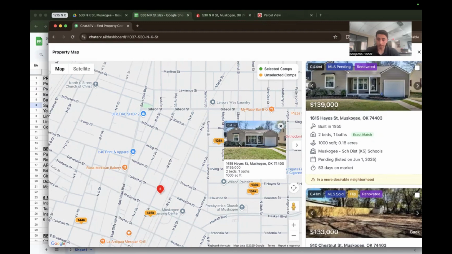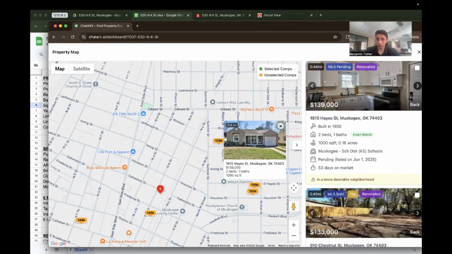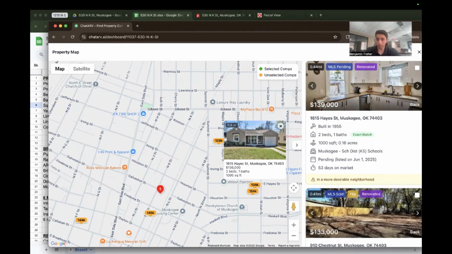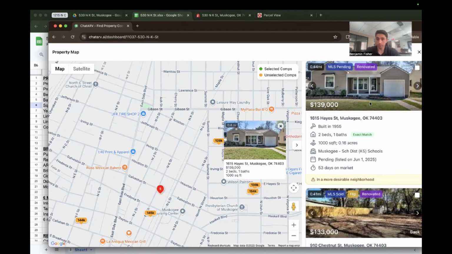Here's a 2-1, 1,000 square foot. So this is a good comp. Looks pretty good on the inside. Also in a more desirable neighborhood according to this, but this is about what ours would look like when it was fixed up. The outside looks really good on this one.